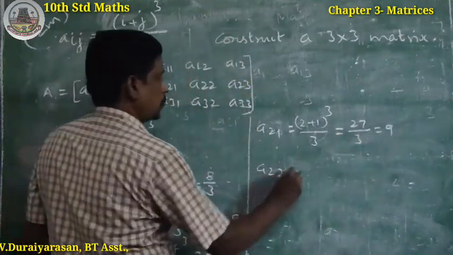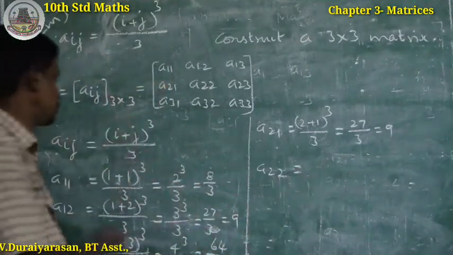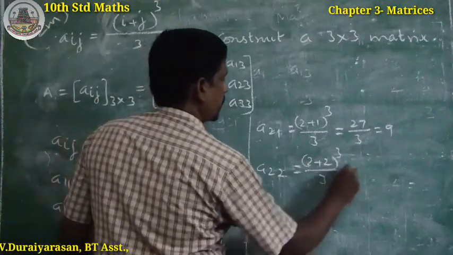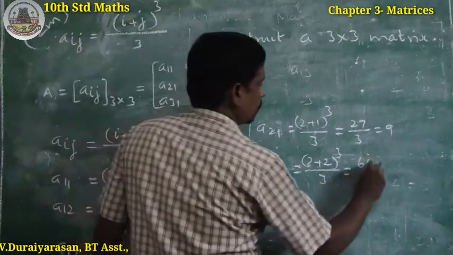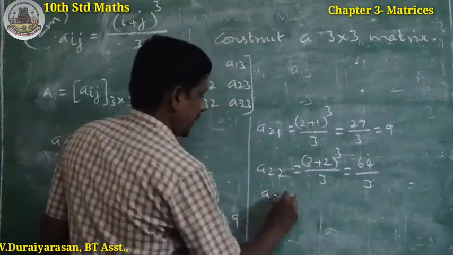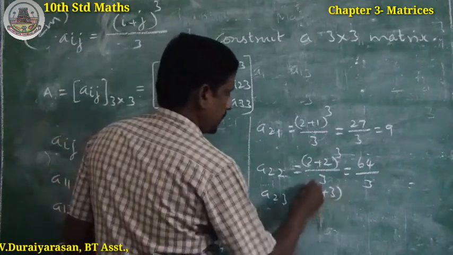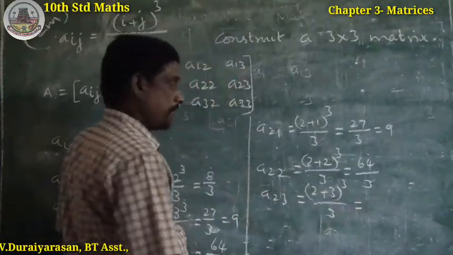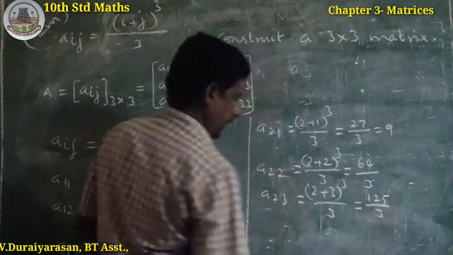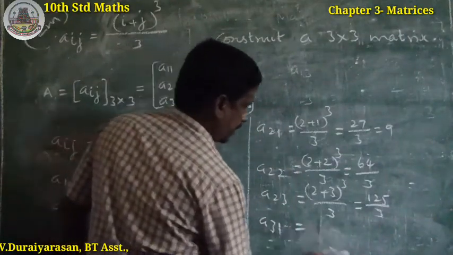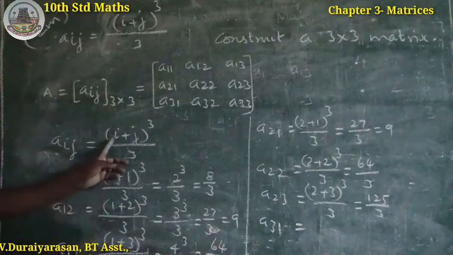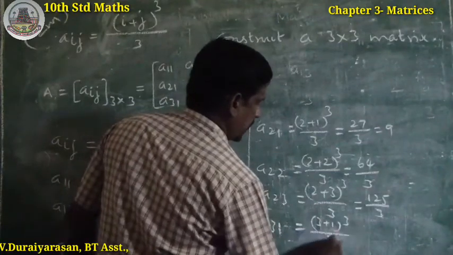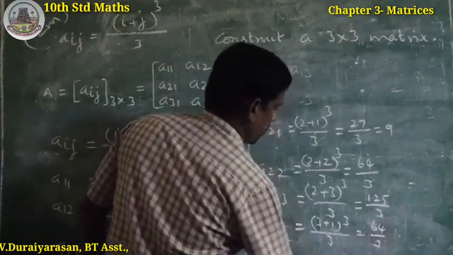Next, A22. I equal to 2, j equal to 2. Substitute 2 plus 2, the whole cube divided by 3. 2 plus 2, 4 cube. 4 cube means 64 divided by 3. A23: (2 plus 3) the whole cube divided by 3 is equal to 2 plus 3, 5 cube, 125 by 3. A31: I equal to 3, j equal to 1. (3 plus 1) the whole cube by 3, 4 cube, 64 divided by 3.